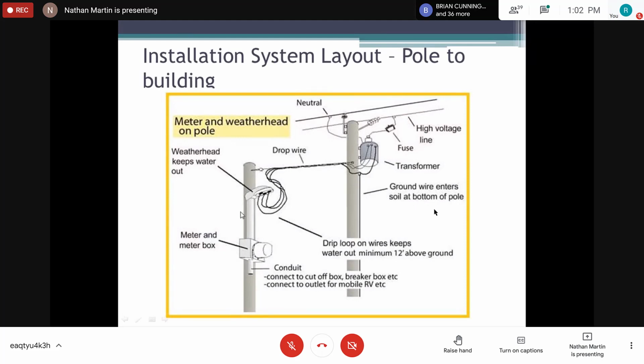So it will be from another service cap to the facility if it's overhead. If it's underground, you are going to have the cables, right? So you're going to have conduit and whatever going from the meter socket to your distribution box, right? And that will be buried underground, right?